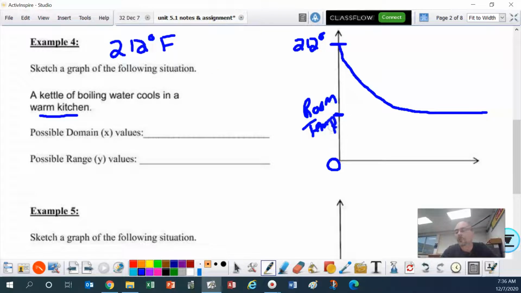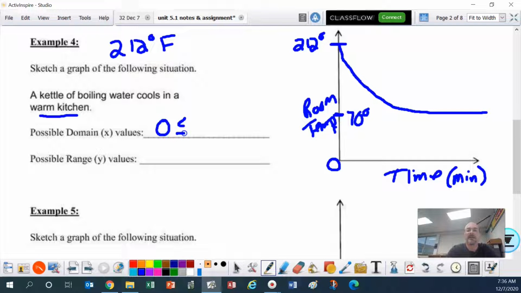Now, room temperature depends, you know, most of the time room temperature is about 70 degrees Fahrenheit. Okay, and then the bottom, this is the time that it takes to cool. Well, we're going to go ahead and put that in minutes. Okay, so boiling water, you turn it off, you let it cool to room temperature. Well, from 0 minutes to how many minutes do you think it will cool?